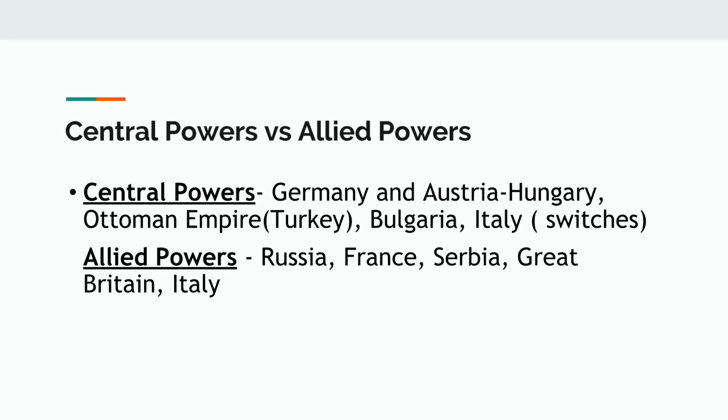Of course, we had two groups that are going to form. The Central Powers would include Germany, Austria-Hungary, the Ottoman Empire, Bulgaria, and Italy. And of course, I just mentioned that Italy would switch sides. The Allied powers would include Russia, France, Serbia, and Great Britain once the war begins. Italy again switches sides and would join with the Allies shortly after the war starts.